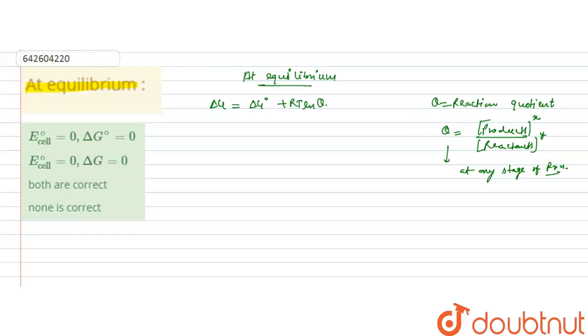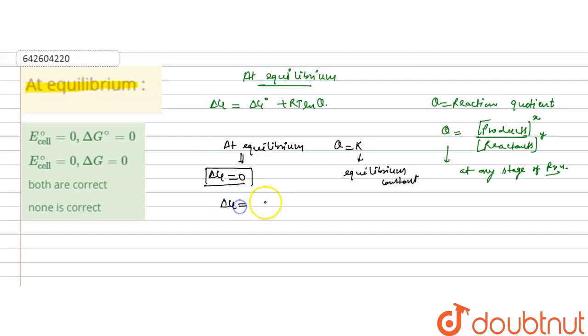Now at equilibrium, this Q becomes K, that is the equilibrium constant. And at equilibrium, the value of delta G is equal to 0. And delta G is related to the cell potential as minus nF E cell. It means that delta G is 0 at equilibrium.